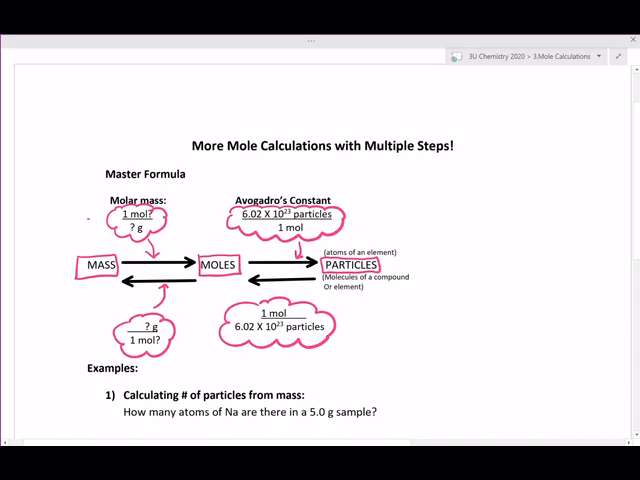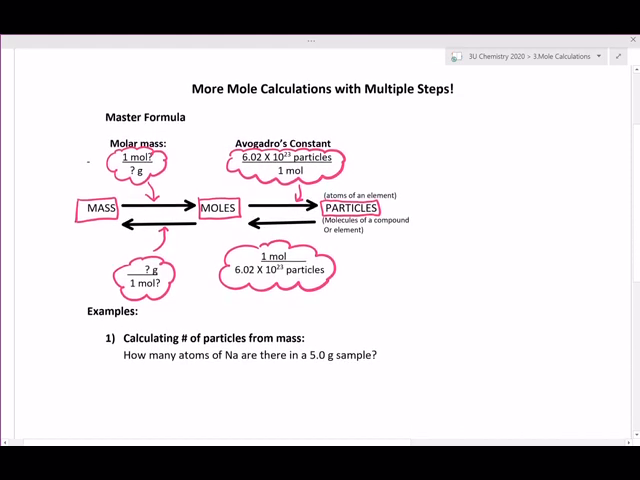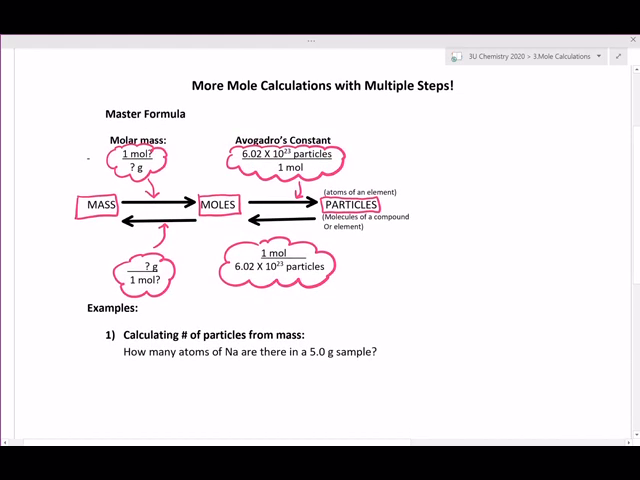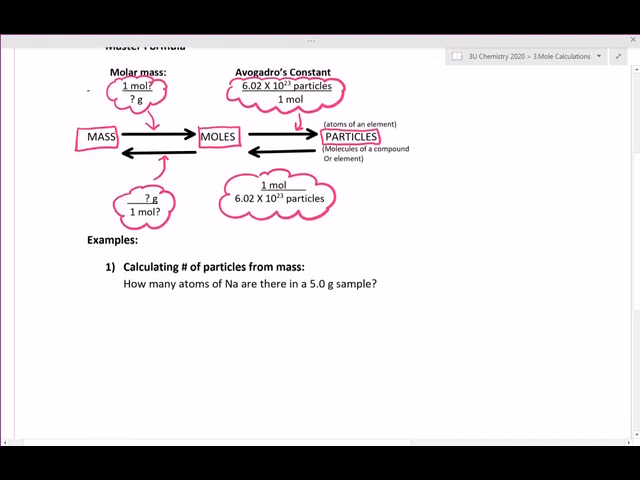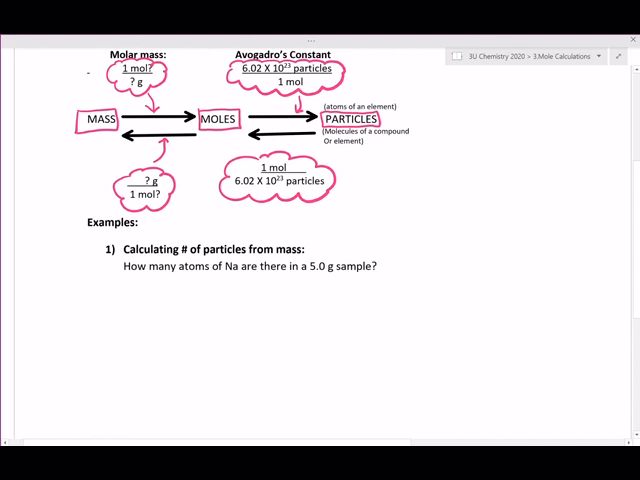So we're going to keep that in front of us because today we're going to look at calculations that require more than one step. So clearly there's our two steps, but we're literally going to have to do it in two steps. All right, so first example, I want to know how many pieces, or in this case atoms, of sodium I have if I have a 5-gram sample. So you can see that I'm starting way over here at mass with 5 grams, and I need to get over here to atoms, or the individual pieces.